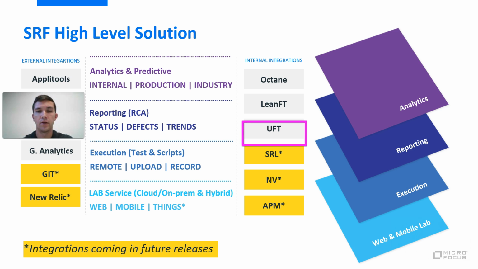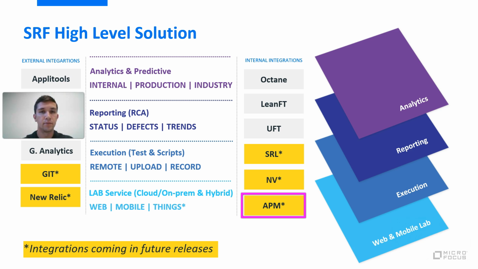And then the ones in the yellow: SRL, StormRunner Load for performance testing; NV, network virtualization, to apply those network conditions for your testing; and then APM, application performance monitoring, so that we can get those server-side metrics and additional metrics that will help us to understand the true results of the performance of our test and leverage those so that we can have more data to make decisions on how we can best optimize our application.